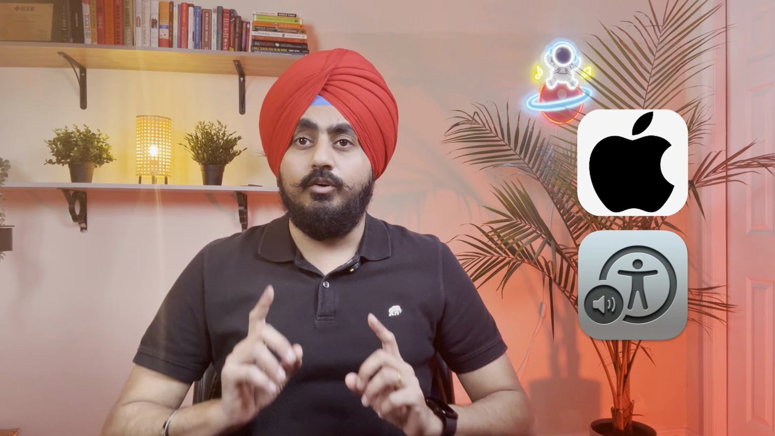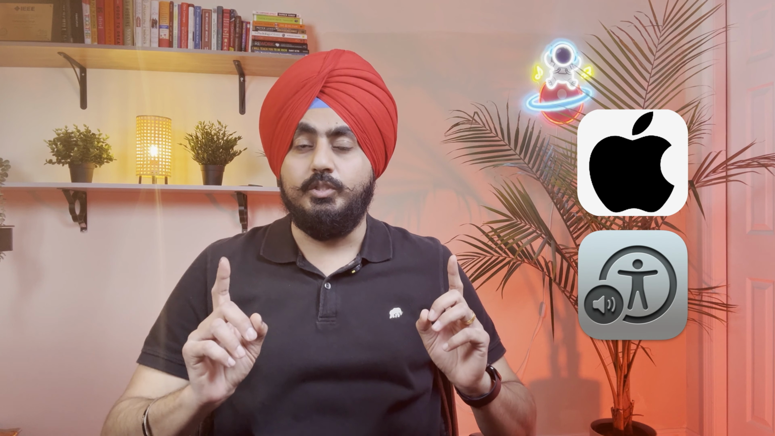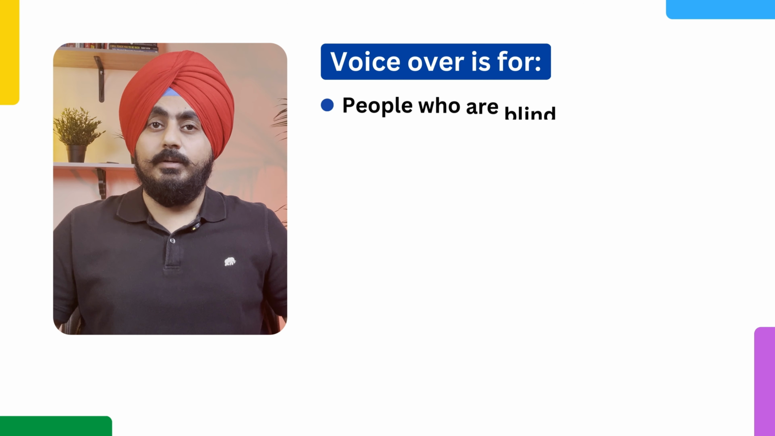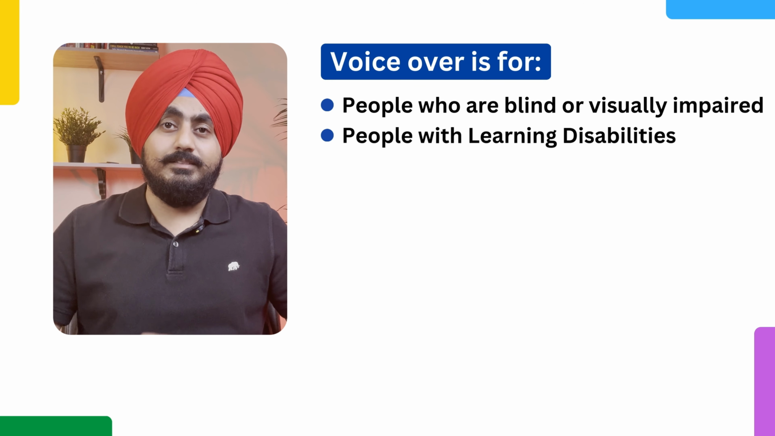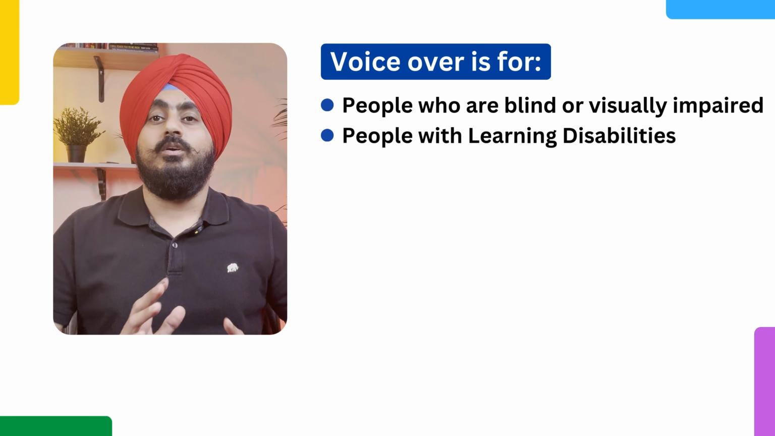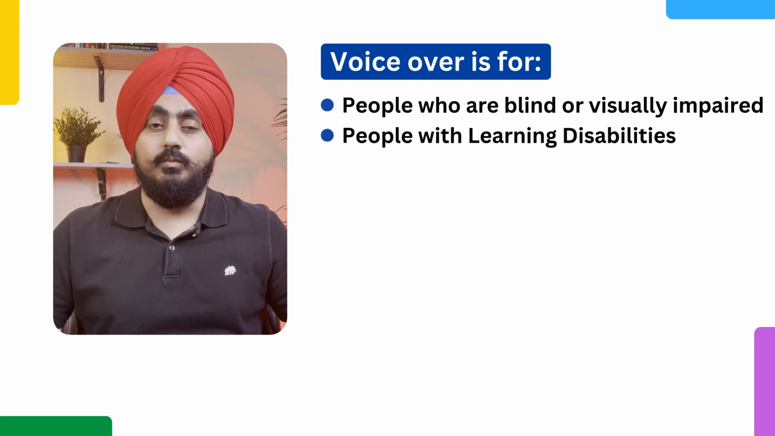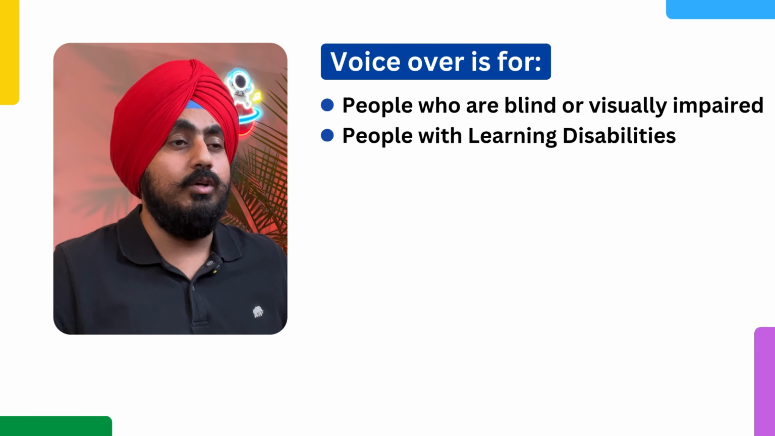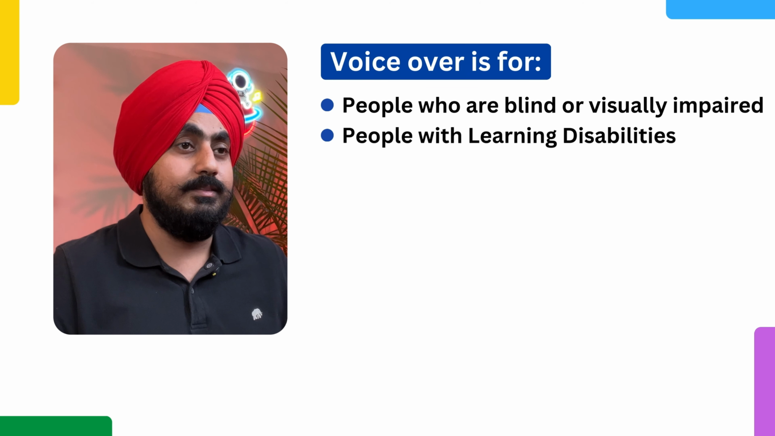Let's start with the basics. VoiceOver is Apple's screen reader designed for people who are blind or visually impaired. But here's something most people miss. It's not just for them. It's also for people with learning disabilities. People with dyslexia, ADHD, and cognitive impairments use VoiceOver because hearing content out loud can improve focus, comprehension, and memory. It reduces the cognitive load of reading a long block of text.